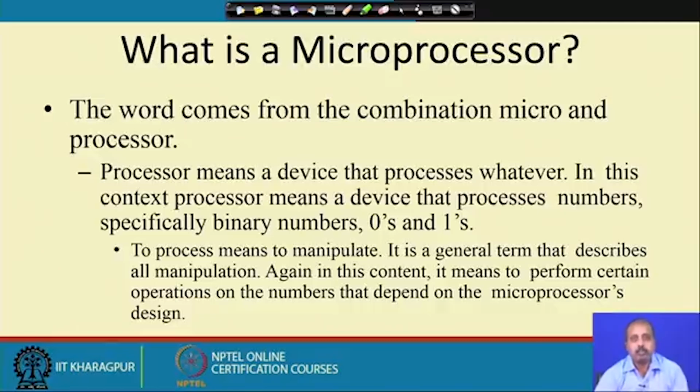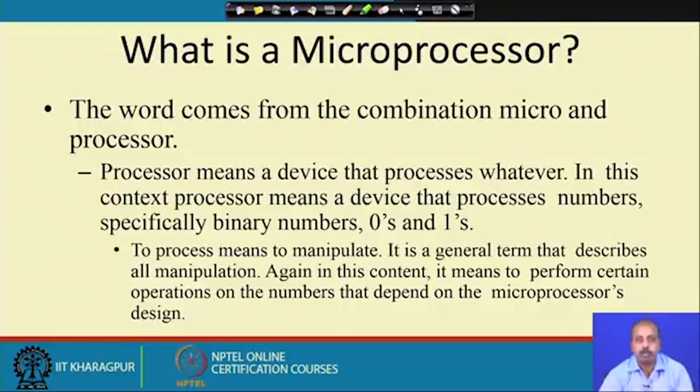Processor, we know, is a device that processes whatever data is given, so it will do some processing on that. A processor is a device that processes numbers, specifically binary numbers. When we are talking about electronic circuits, it is the processing of binary numbers, zeros and ones. Processing means to manipulate the numbers. Whenever a device is doing those manipulations, that is a processor. As electronics engineers, we talk in terms of electronic circuitry, so we talk about the electronic component which does this processing, and it is called a processor. It basically describes all types of manipulation.